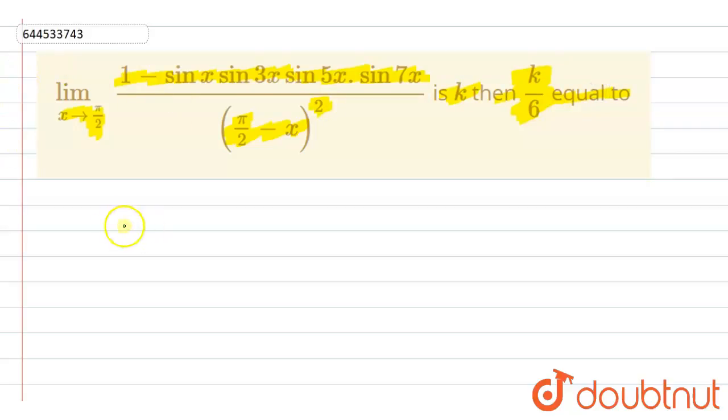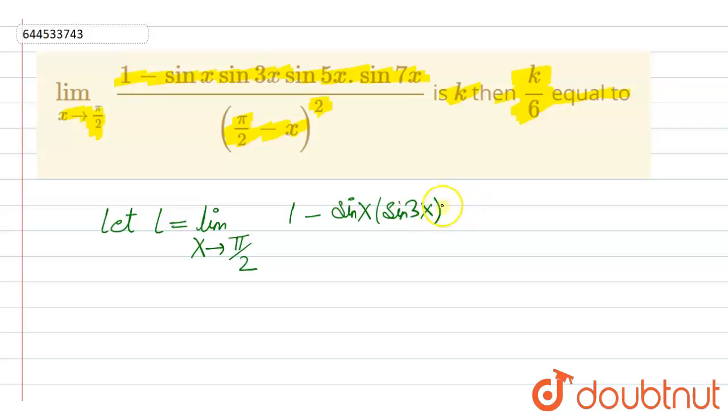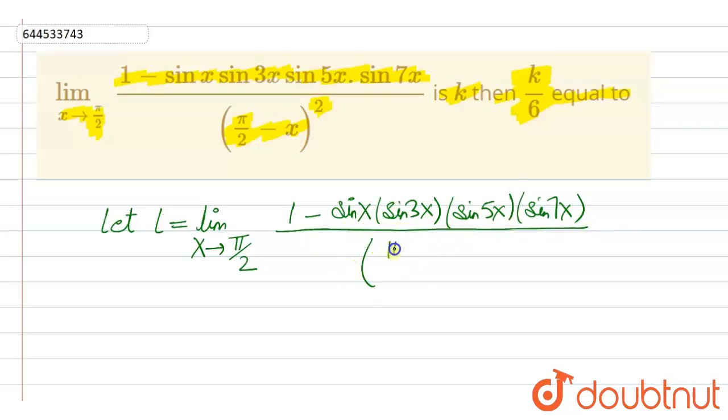Okay, so we have limit, let L is equal to limit x approaches to pi by 2, 1 minus sin of x into sin 3x into sin 5x into sin 7x divided by pi by 2 minus x whole square.